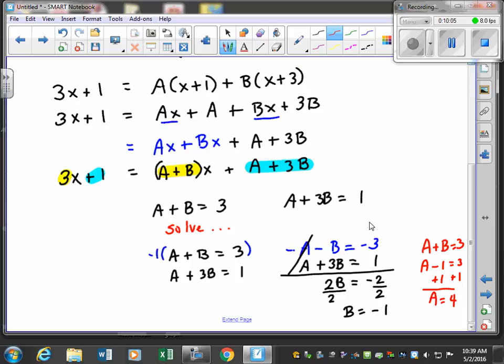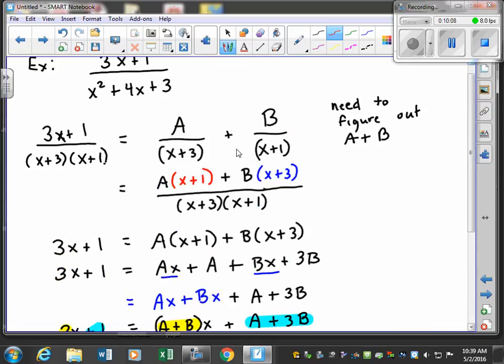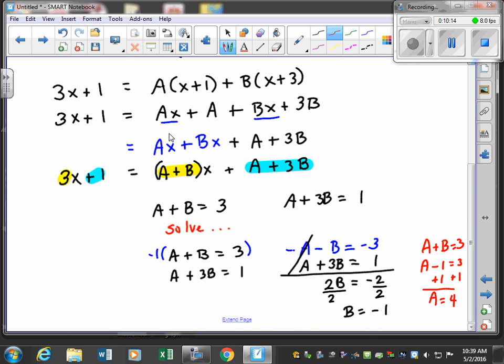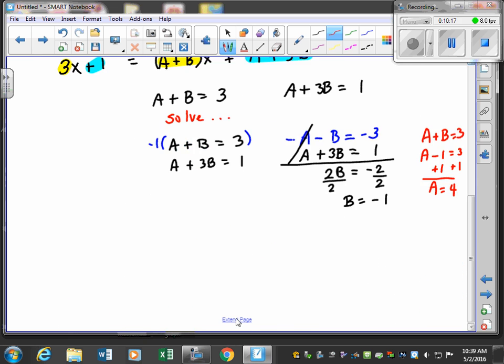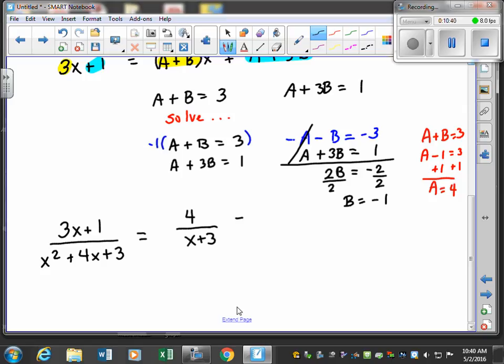Now, ultimately, remember we come back up here and we needed to figure out a and b. Well, now I know a and now I know b, and I can plug that back into this. So our original (3x plus 1) over x squared plus 4x plus 3, the partial fraction decomposition of that will be 4 over x plus 3 minus 1 over x plus 1. And we're going to just break that down right there and stop.